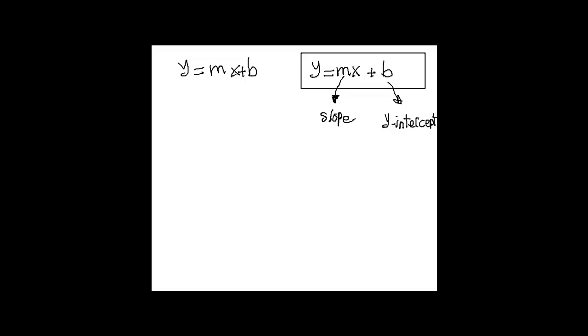Okay, this is called the general equation of the straight line in slope-intercept form. That's all it is. y = mx + b.